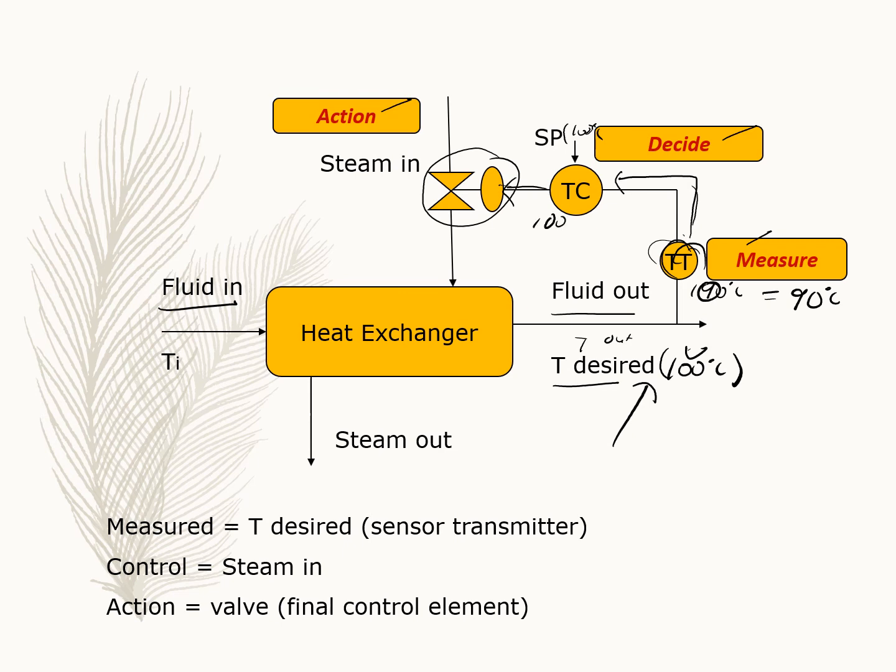So at the set point at the controller, the set point is 100 degrees Celsius, minus 90 degrees Celsius, so around 10 degrees Celsius is not achieved. Then the controller will send the information to the final element to add in more steam, so that the system becomes hotter, right? So that the temperature going out here achieves 100 degrees Celsius.